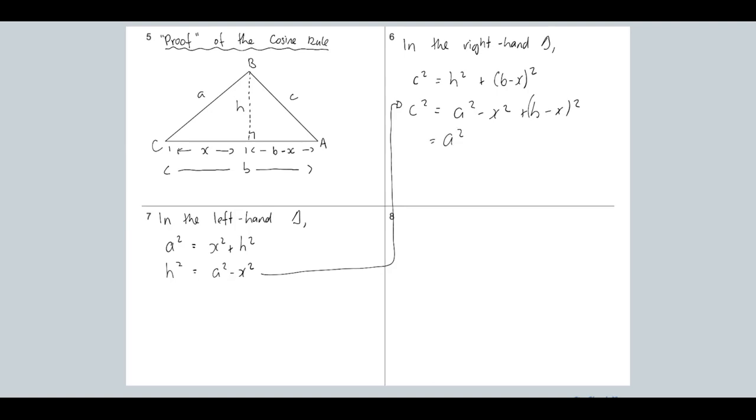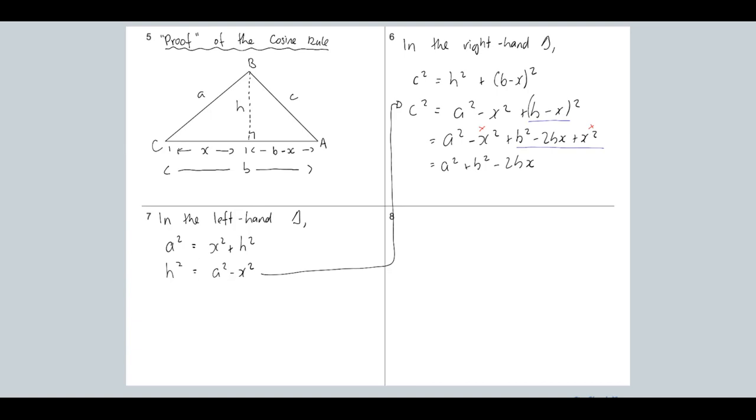Now, if I expand that a little bit and simplify it, I get a squared minus x squared plus b squared minus 2bx plus x squared. That's just the expansion of that, a straight perfect square expansion. Can you see that this and this will cancel out? Minus x squared plus x squared is 0. And so I'm left with a squared plus b squared minus 2bx. So that's all right, nice and much simpler.